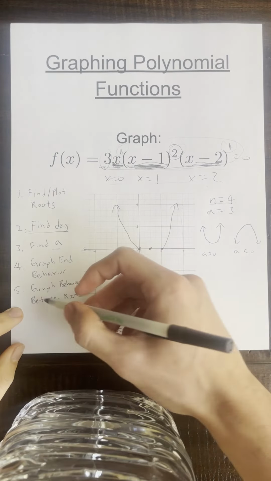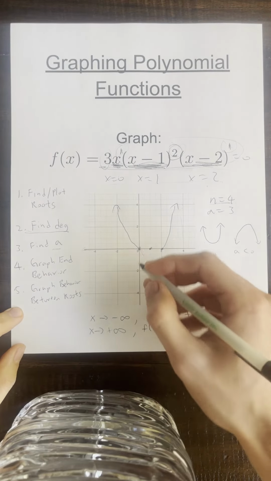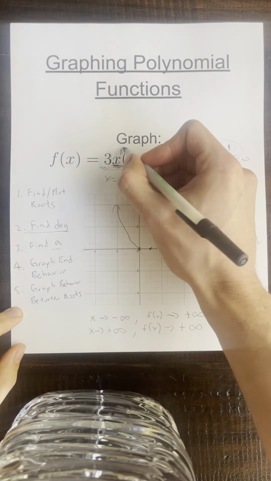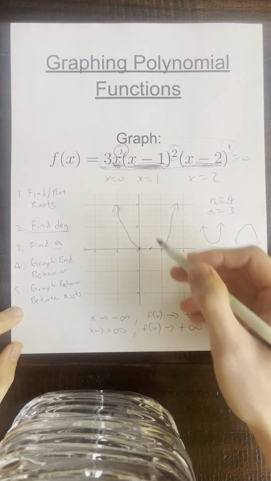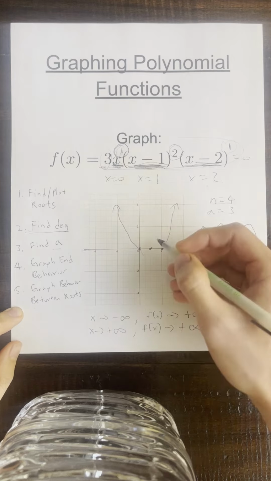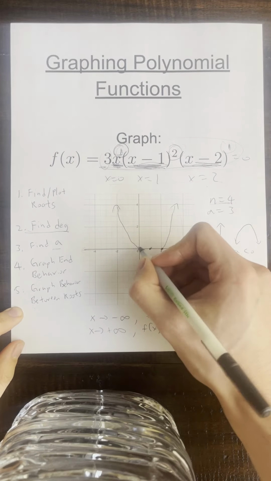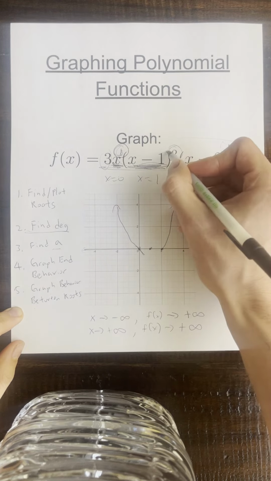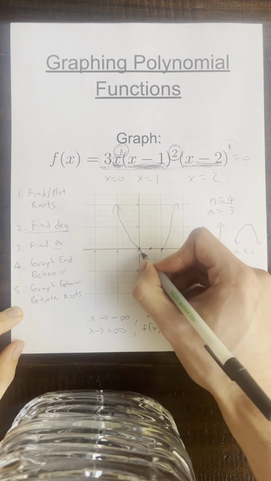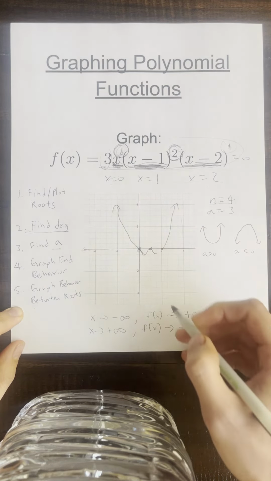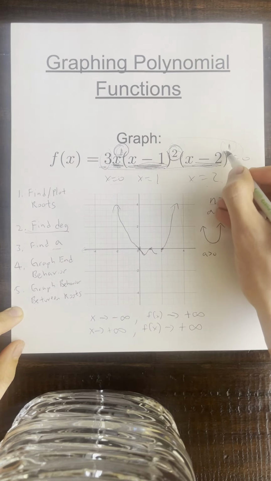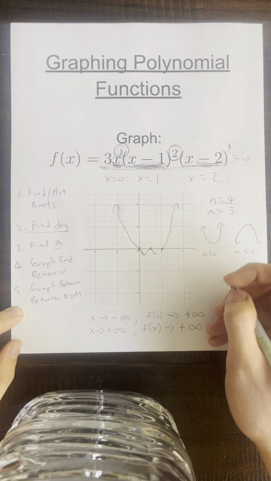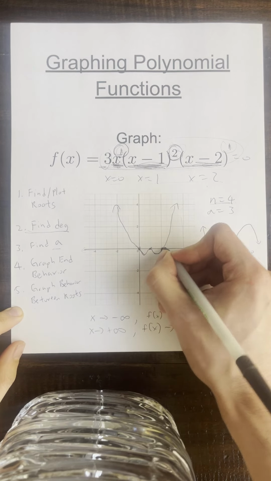Our last step is to graph the behavior between the roots. So we'll start here at x equals 0, and x equals 0 has an odd multiplicity because this 1 here is an odd number. And when we have an odd multiplicity, we're just going to pass through the root like this. And then if we have an even multiplicity, we have to bounce off the root, so it's going to look like this. And then we have another odd multiplicity, so are we going to bounce off or are we going to pass through the root? We're going to pass through the root.